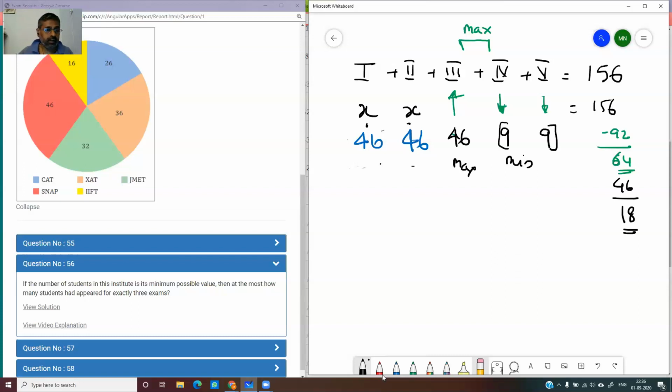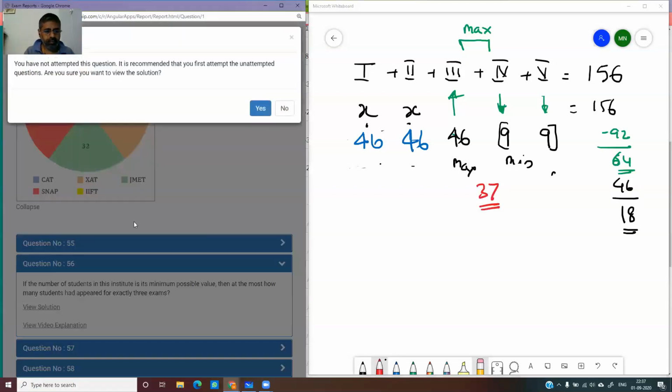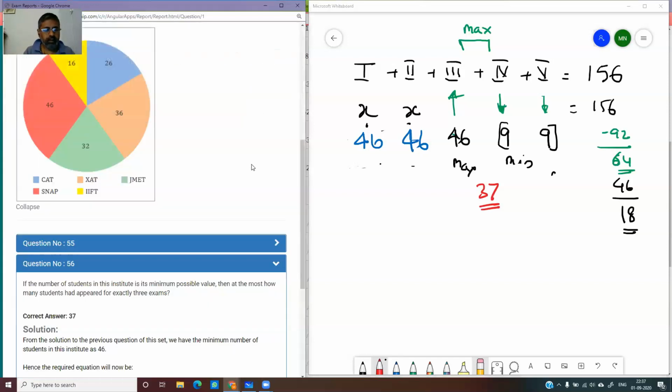I can take 10 and 8 also, but then when I'm saying it is greater than, it is greater than or equal to. I can take it greater than or equal to, isn't it? So which means 9 and 9 is okay. Otherwise this will become 10 and 8, which is not allowed if it has to be strictly greater than. I can take it as equal to, which means 9 and 9 is possible. So what is the difference? The difference is 37. Right, the answer is 37.